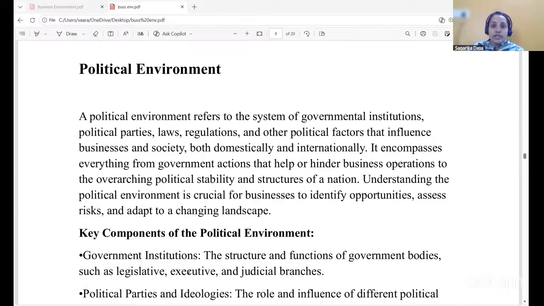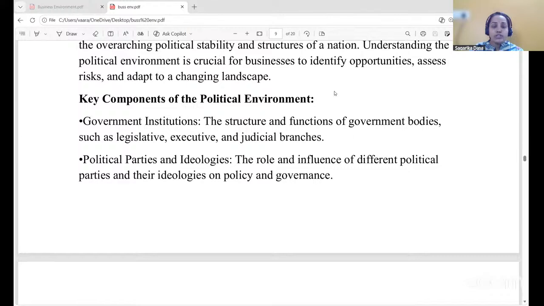Now, when we see the key components of political environment, we have government institutions. The structure and function of government bodies such as the legislative, executive and judicial branches will have a major impact because these are the people who decide, who will frame the policies, rules, regulations of the businesses. Hence, government institutions have an impact on the business organizations.